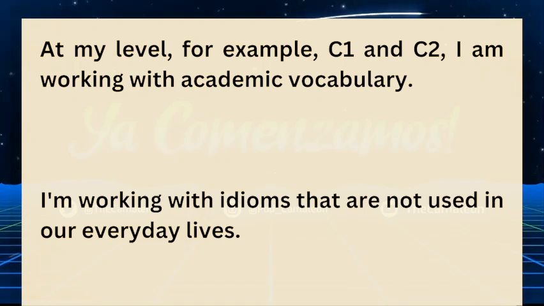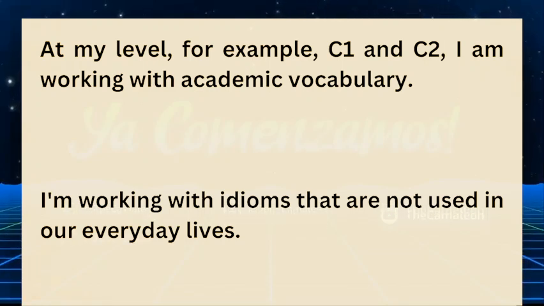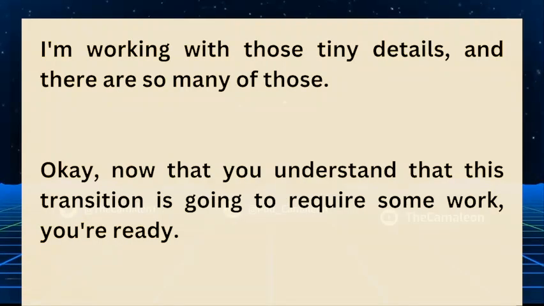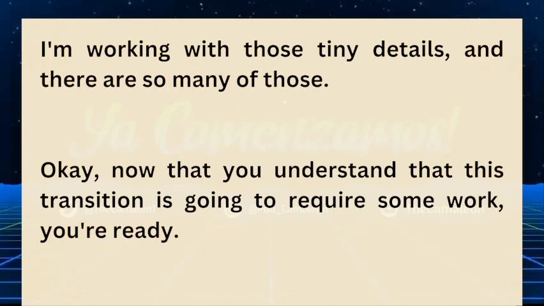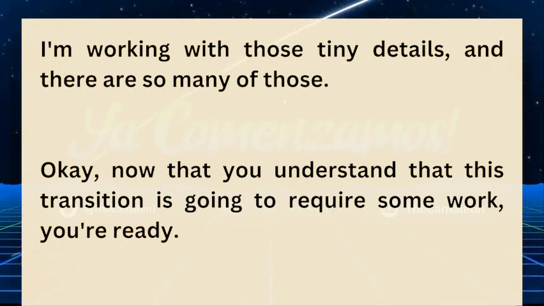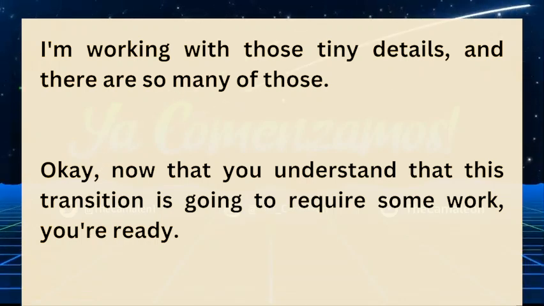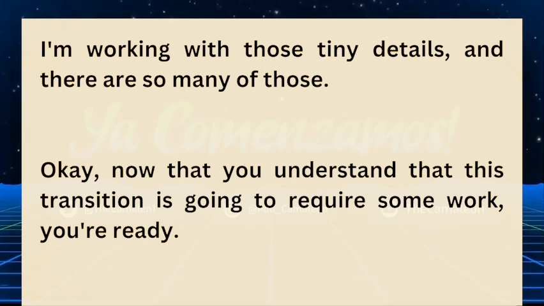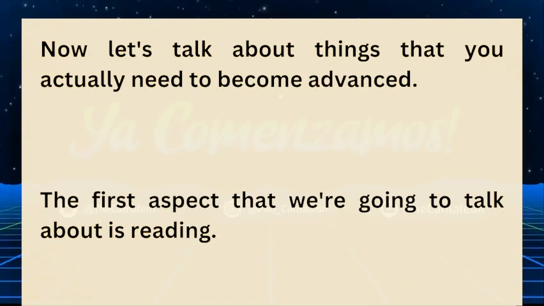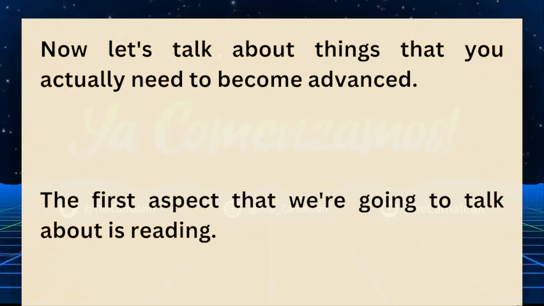At my level, for example, C1 and C2, I am working with academic vocabulary. I'm working with idioms that are not used in our everyday lives. I'm working with those tiny details, and there are so many of those. Okay, now that you understand that this transition is going to require some work, you're ready. Now let's talk about things that you actually need to become advanced. The first aspect that we're going to talk about is reading.